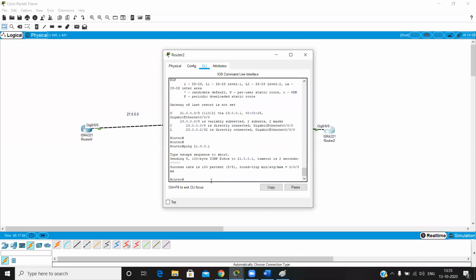In OSPF only some things must be the same, like the area ID must be the same, and the router ID should be unique. So these things are important in this.